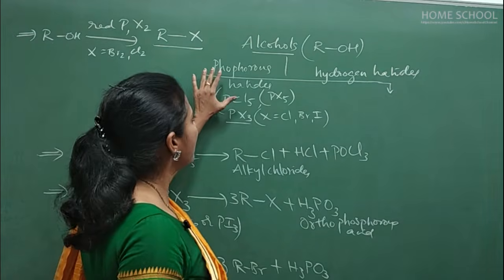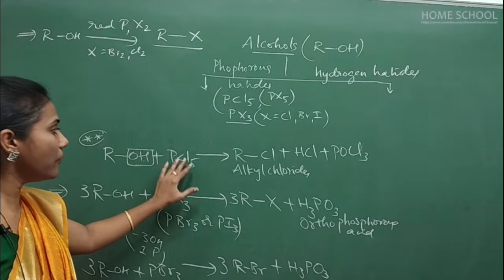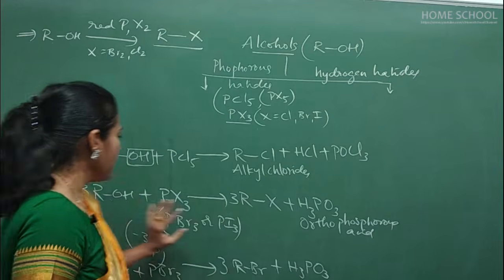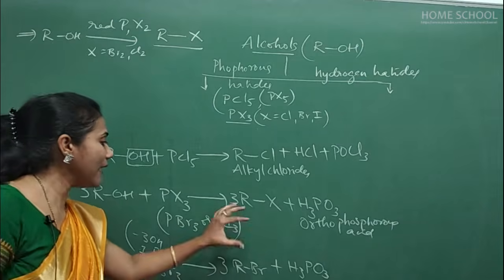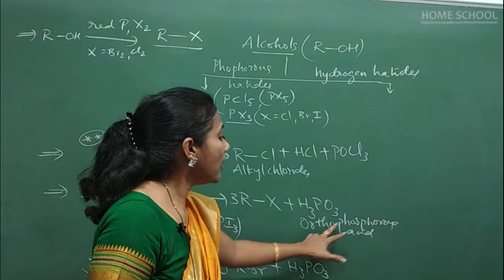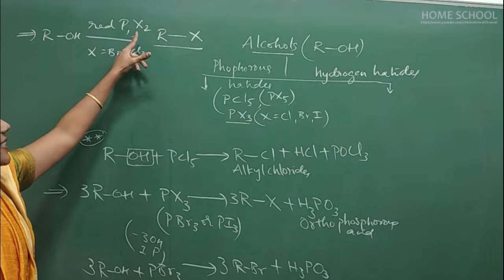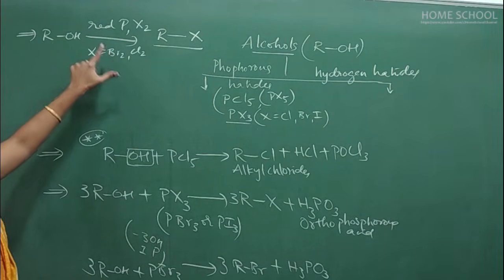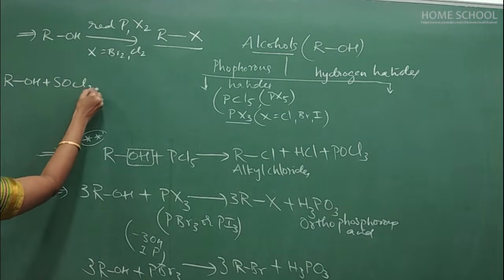Whenever alcohols are treated with phosphorus halides, it can be PCl5. Okay, if it is reacted with PCl5, this is the reaction. If it was PX3 type, it can be PBr3 or PI3, then 3 molecules of alcohols would react and you get the byproduct orthophosphorus acid. And next one is alcohol when it is heated with halogen in presence of red phosphorus, then also you will get alkyl halide.